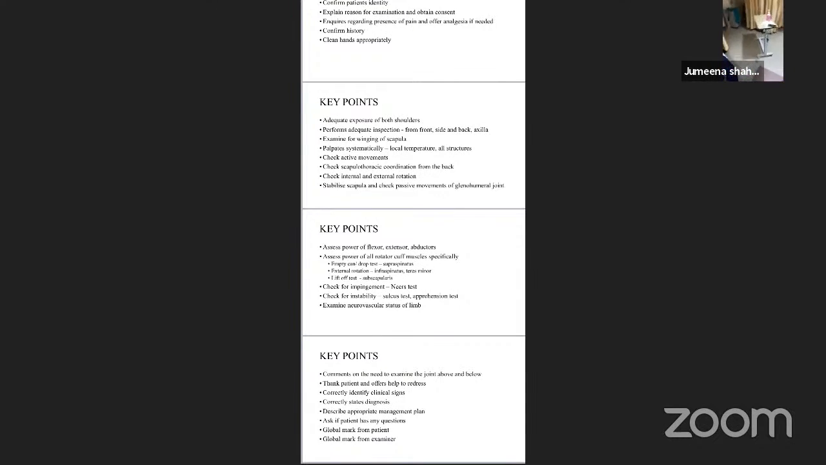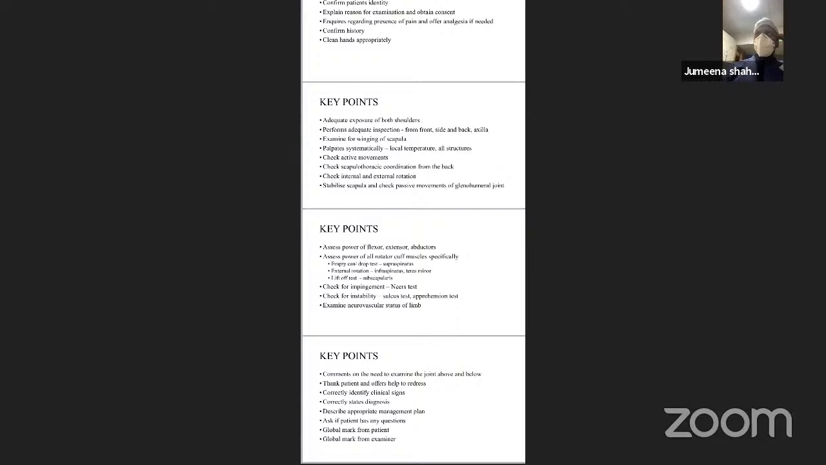Okay. Next thing is to examine the neurovascular status of the limb. And the other thing is to comment on the need to examine the joint above and below. For every joint, you should be examining the joint above and below. You should thank the patient and offer help to redress, correctly identify clinical signs, and correctly state the diagnosis.